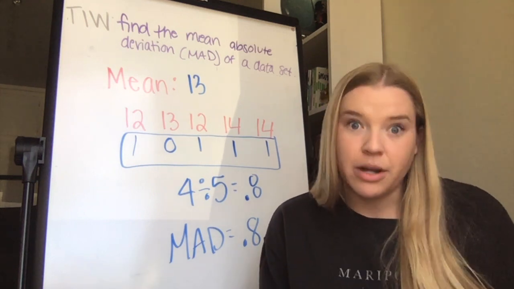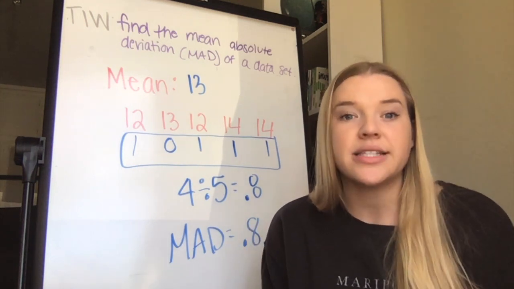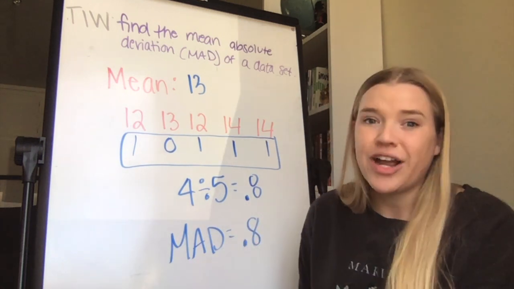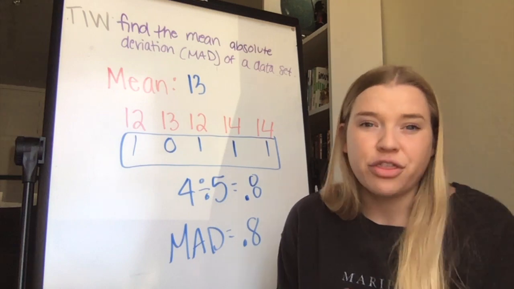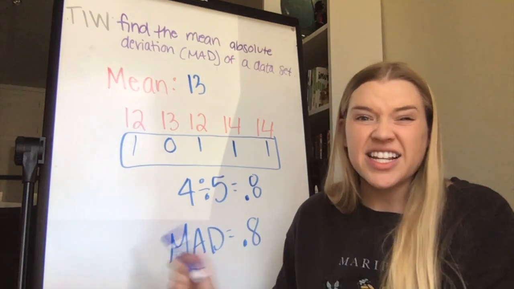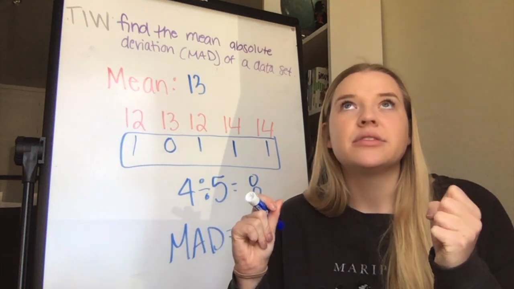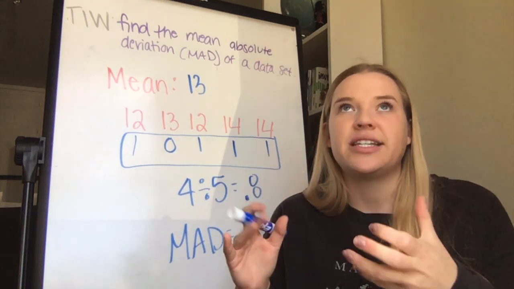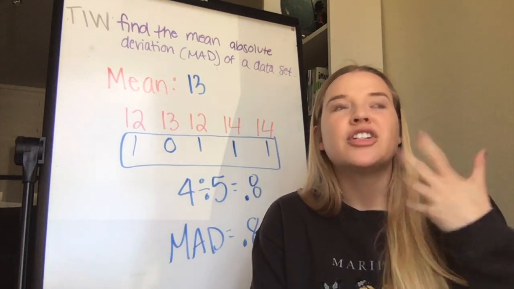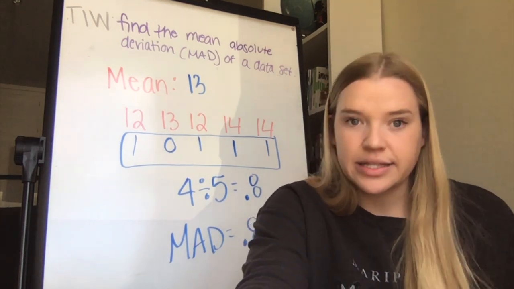The more spread out your numbers are, or the greater the range of your data set is, the bigger your MAD is going to be. So my MAD here, 8/10, is a lot smaller than 3.75. So we know that this data set has less differences in it. It has a smaller MAD. There's less of a deviation, is I guess what I can say.